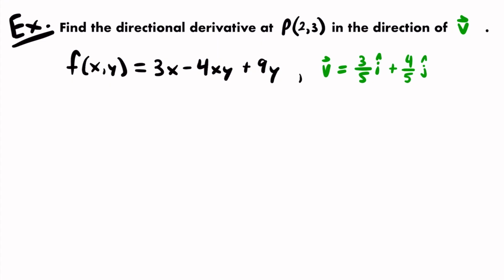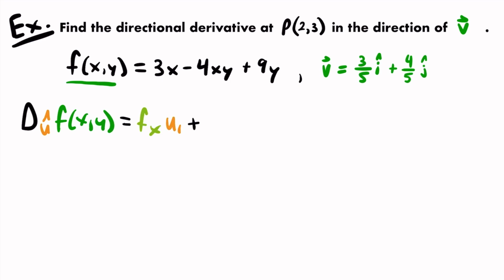This time around, we are not given an angle that the vector makes with the x-axis. And so the way we get the components of our unit vector will be a little bit different. Although it's not too complicated, as you'll see in just a second. But before we do anything, remember that this is the formula that we're going to use: the derivative in the direction of a unit vector u for this multivariable function f of x, y is equal to fx times u1 plus fy times u2. Okay, the partial derivatives with respect to x and y, and then the x and y components of the unit vector. And let's start once again by finding the partial derivatives.